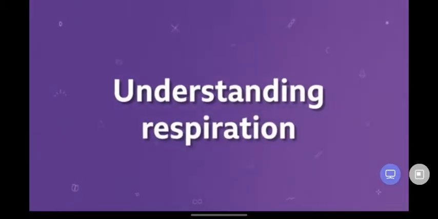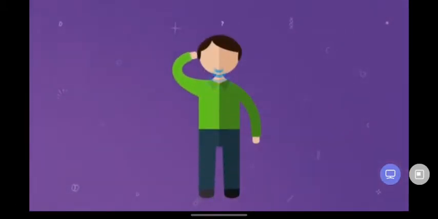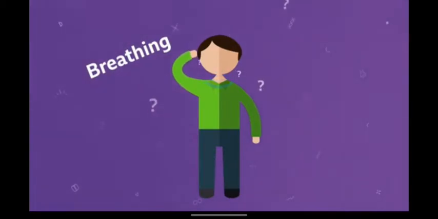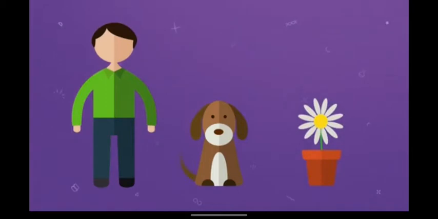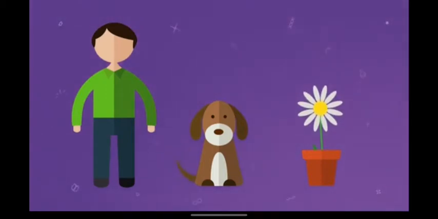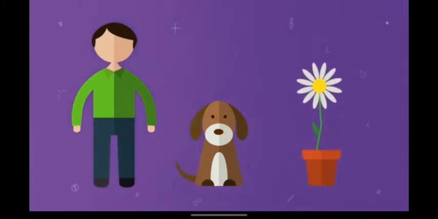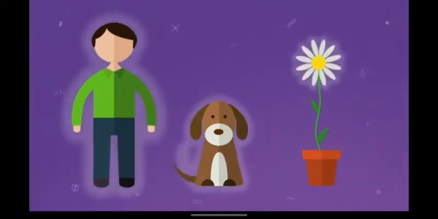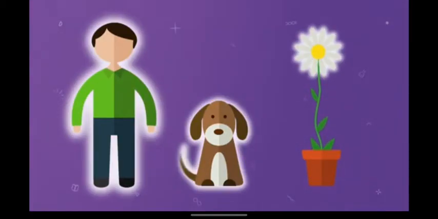Understanding respiration. Do not confuse respiration with breathing, or, to use the scientific name, ventilation. Respiration is a chemical reaction. It occurs in all plant and animal cells. During this reaction, energy from glucose is released. This energy enables organisms to live.